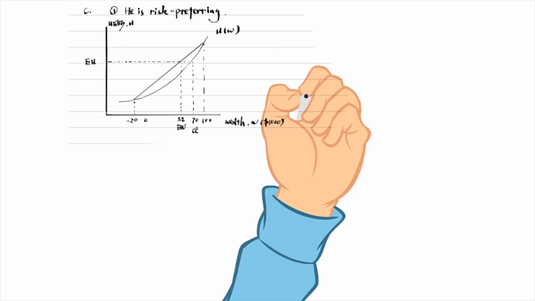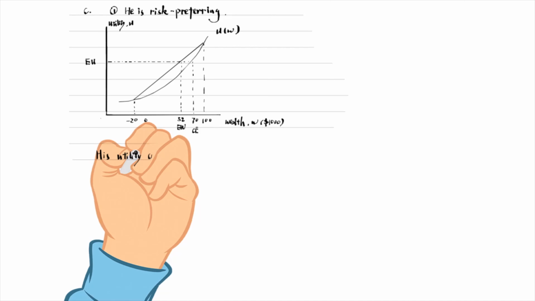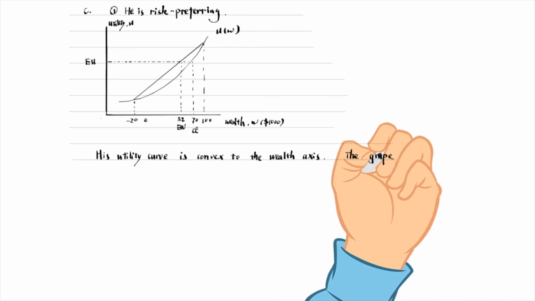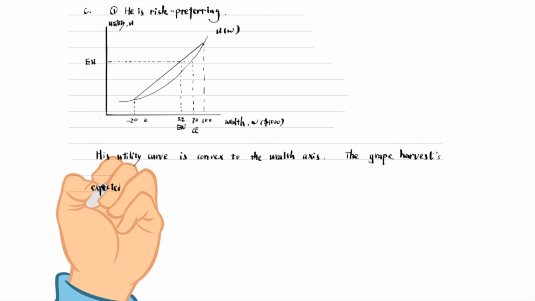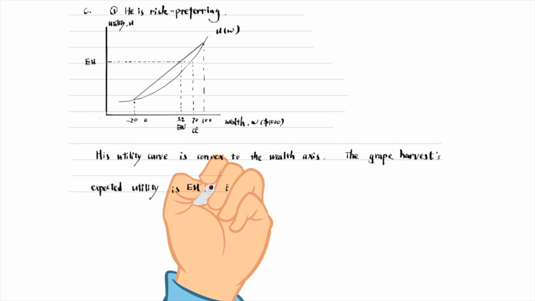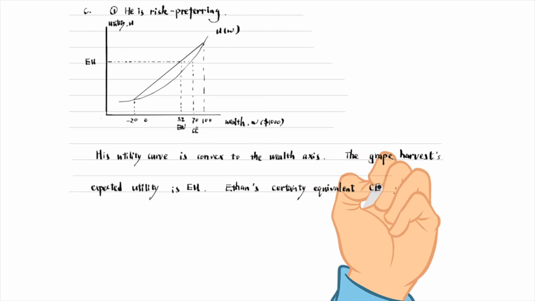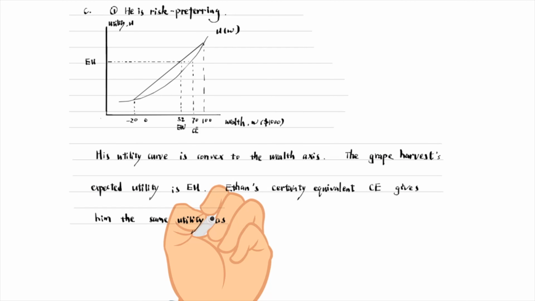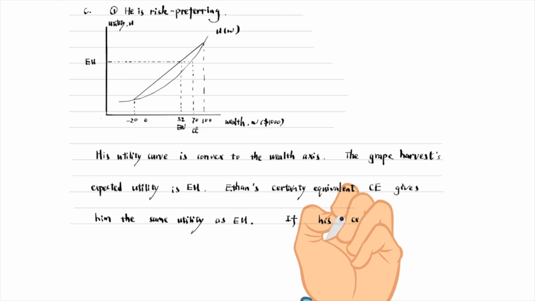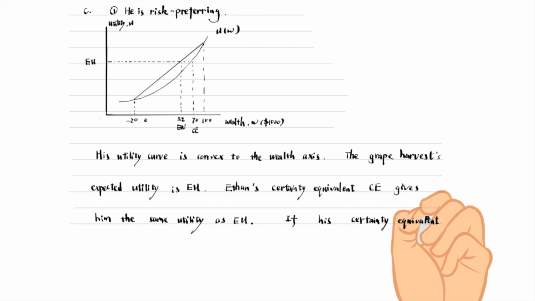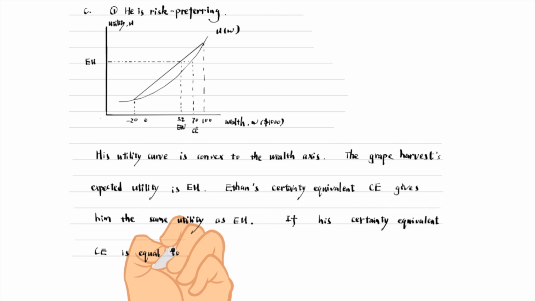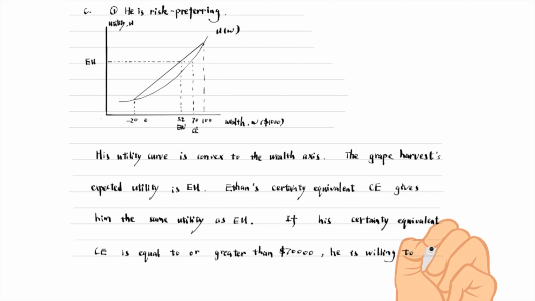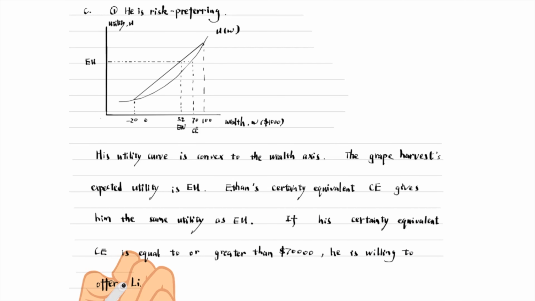The grape harvest expected utility is EU. His certainty equivalent gives him the same utility as the EU. If his certainty equivalent is equal to or greater than $70,000, he is willing to offer Lisa $70,000 in exchange for the bet.